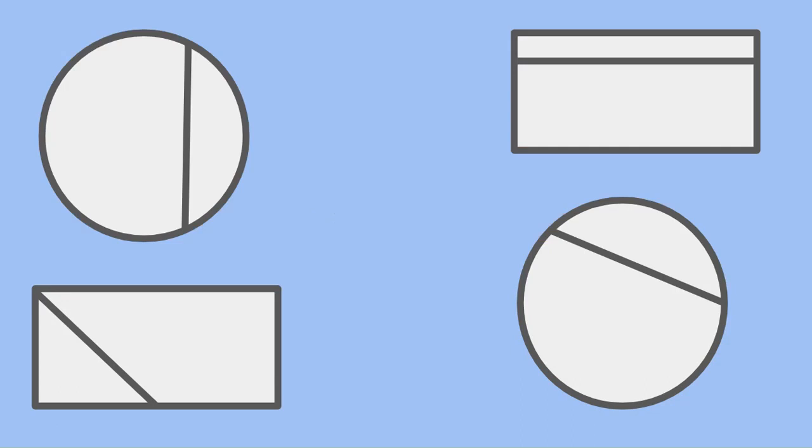This page shows some examples of shapes that were cut into two pieces that are not equal. These shapes were not cut in half. Remember, the pieces must be equal in size in order to be considered a half.